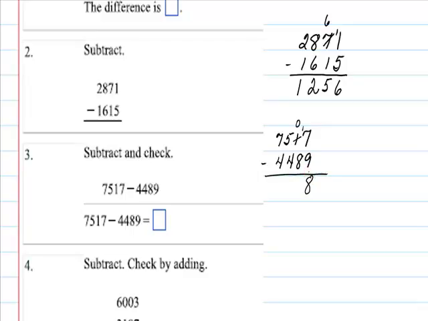But I run into another problem now in the tens column because I have 8 and I'm subtracting it from 0, which is impossible. So I borrow from the next place value and bring a 1 over. So now I have 10 minus 8 is 2. 4 minus 4 is 0, and 7 minus 4 is 3.